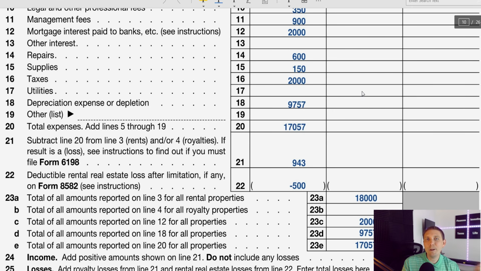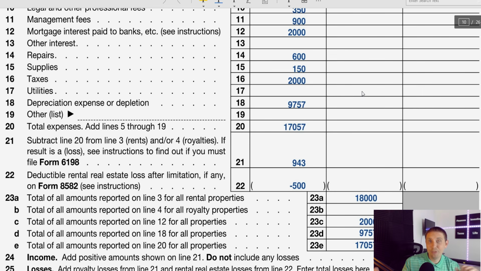Most people have a separate day job. They have something else they do. Most people don't make their entire living through real estate. They're not considered a real estate professional. We'll save for another video what real estate professional actually means.